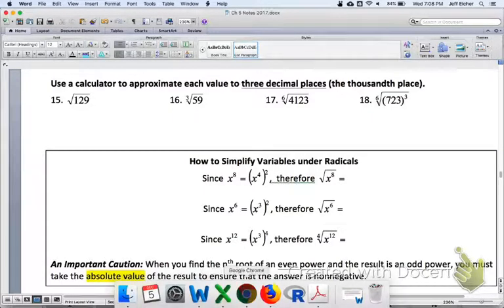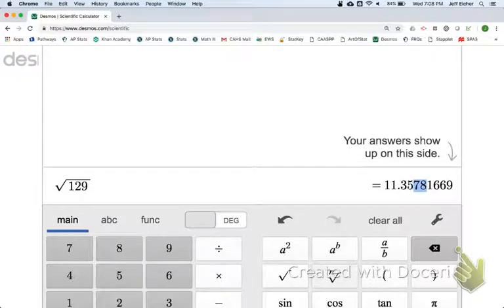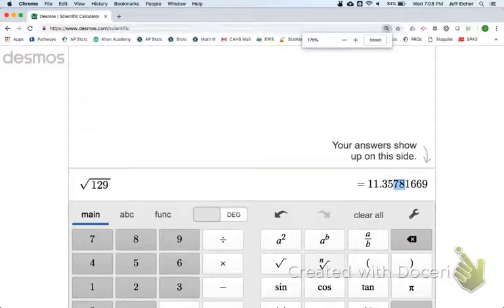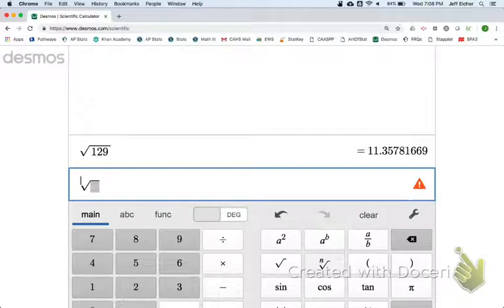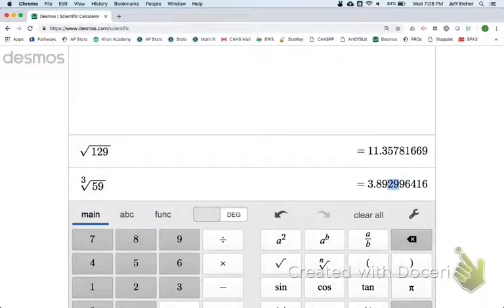But on your calculator, the cube root, you'd be looking for an option that looks like this button right in the middle here, right below the A to the B. And notice my cursor is blinking. Some calculators have that, others don't. But we want the third root, put a little 3 up there, of 59, and that answer is a little less than 4. Rounded correctly, that would be 3.893.